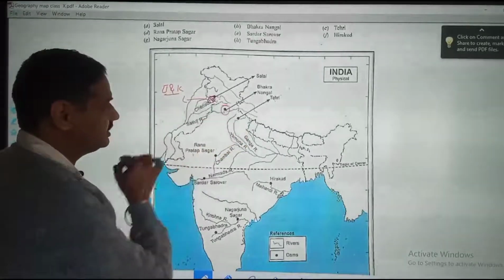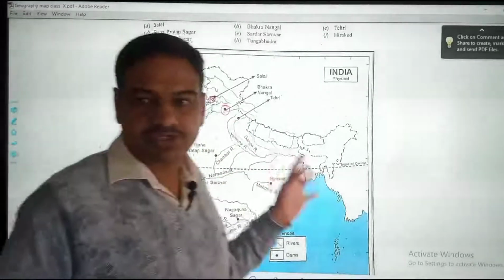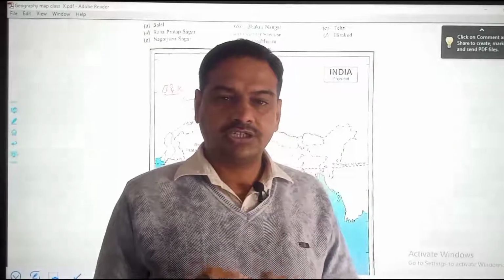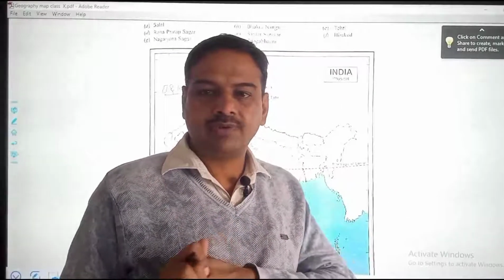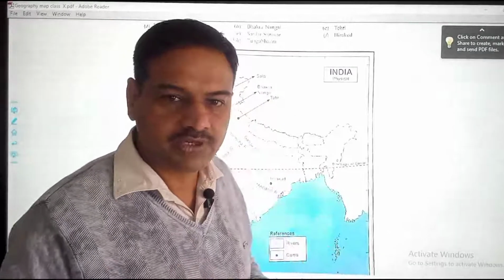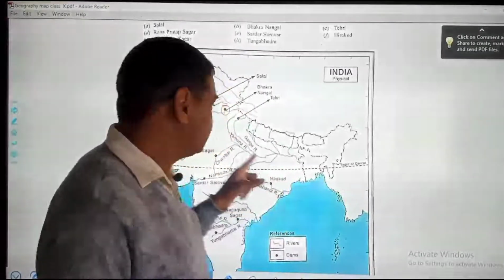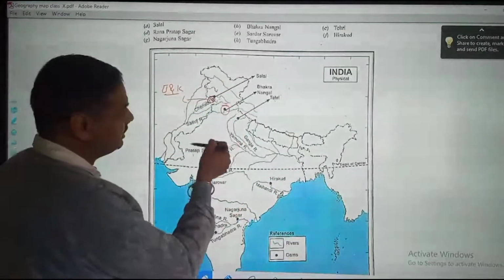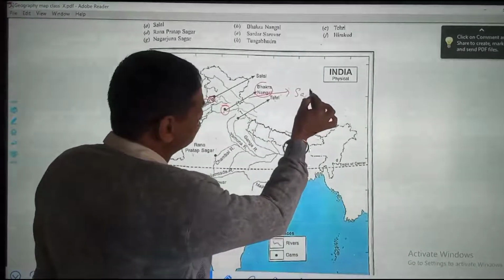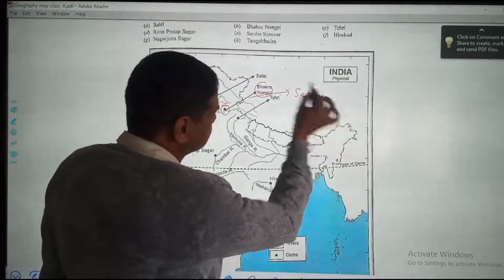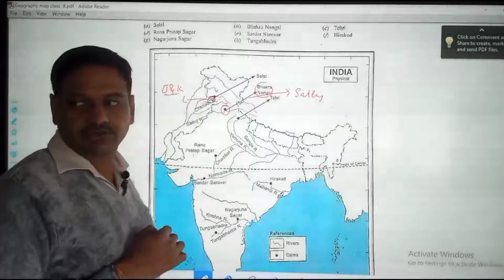Bhakra Nangal Dam, the most important dam of northwestern India, from where water is available in Haryana and Punjab, and Haryana and Punjab are agriculturally very productive parts of India just because of this dam. So that is Bhakra Nangal Dam, which is in Punjab, and it is situated on which river? Satluj. It is the highest dam of India also.